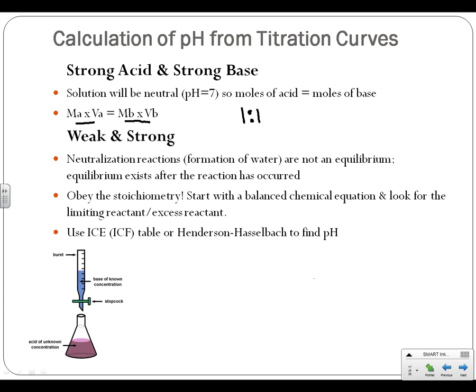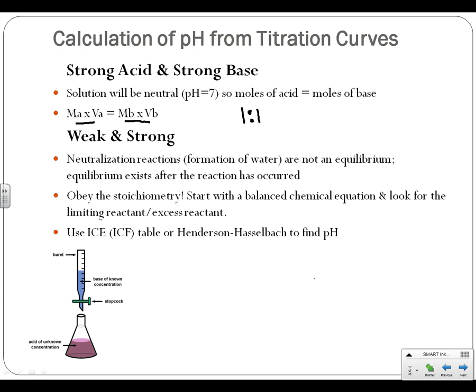If you recognize that you have a buffer situation going on, with kind of equal-ish concentrations of the acid and its conjugate base, you can also use the Henderson-Hasselbalch equation. So here's your little titration setup. Now why do I say that we could possibly use a buffer?